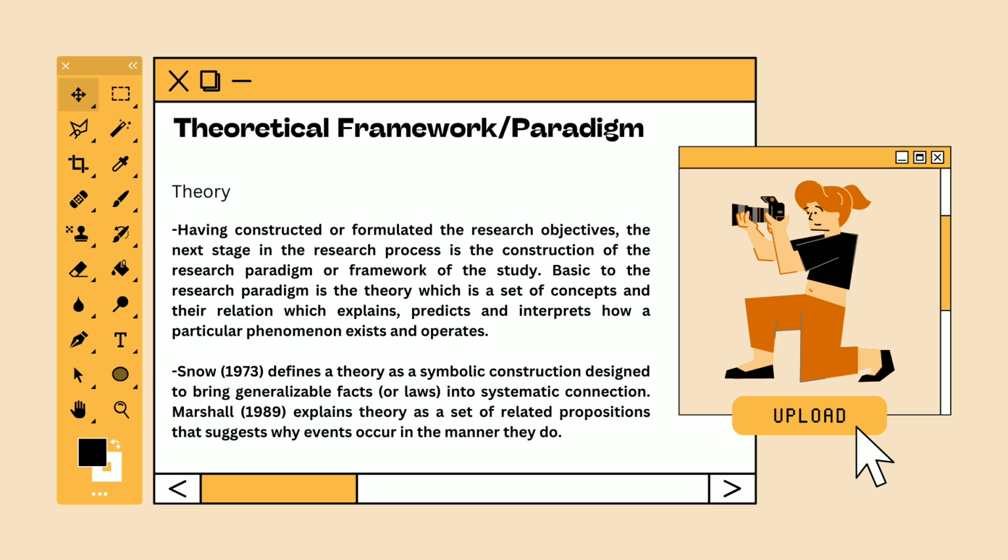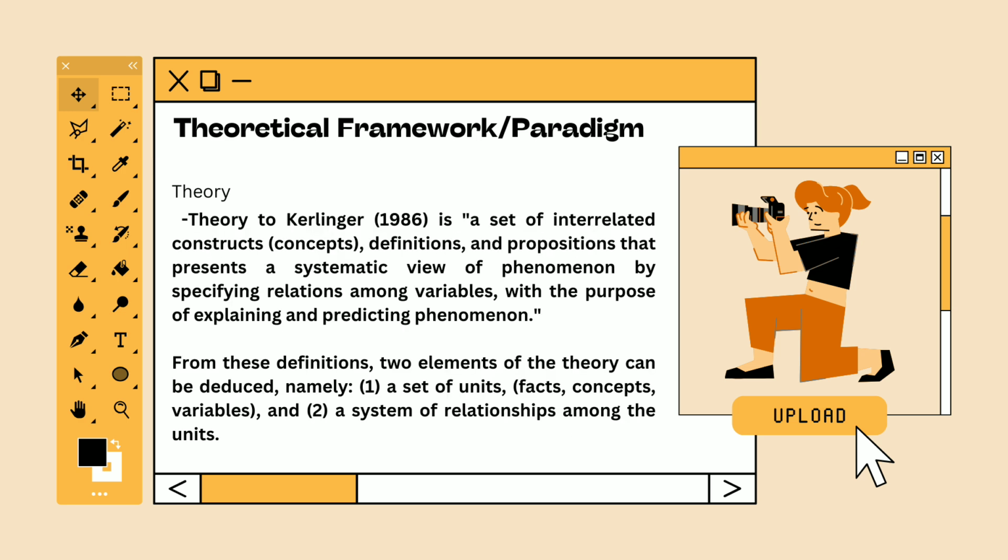Snow 1973 defines a theory as a symbolic construction designed to bring generalizable facts or laws into systematic connection. Marshall 1989 explains theory as a set of related propositions that suggest why events occur in the manner they do. Theory to Kerlinger 1986 is a set of interrelated constructs or concepts, definitions, and propositions that presents a systematic view of phenomenon by specifying relations among variables with the purpose of explaining and predicting phenomenon.